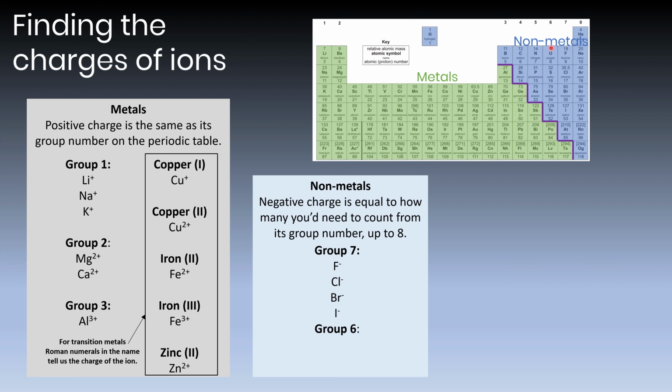If you were in group 6, then in order to get up to 8, you've got to gain 2 electrons. So oxygen would need to gain 2, so it would be O2-, and sulfur, for example, would also need to gain 2, so it would be S2-.